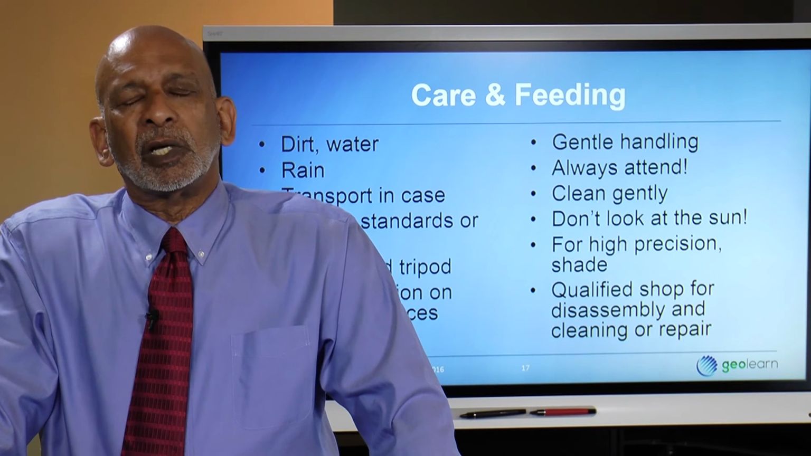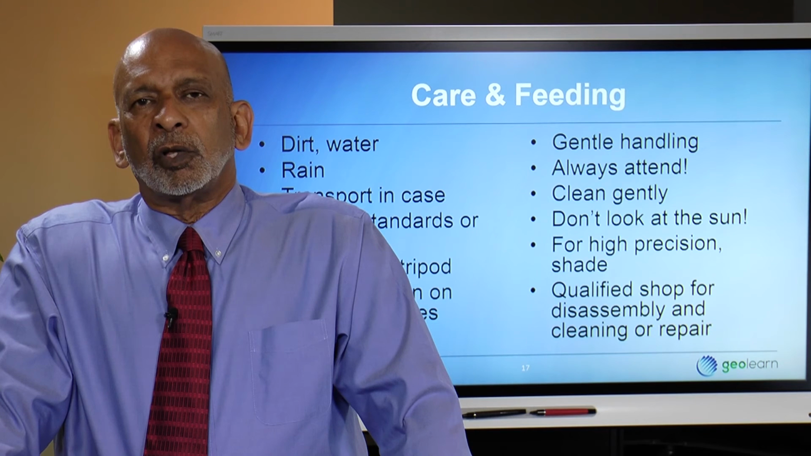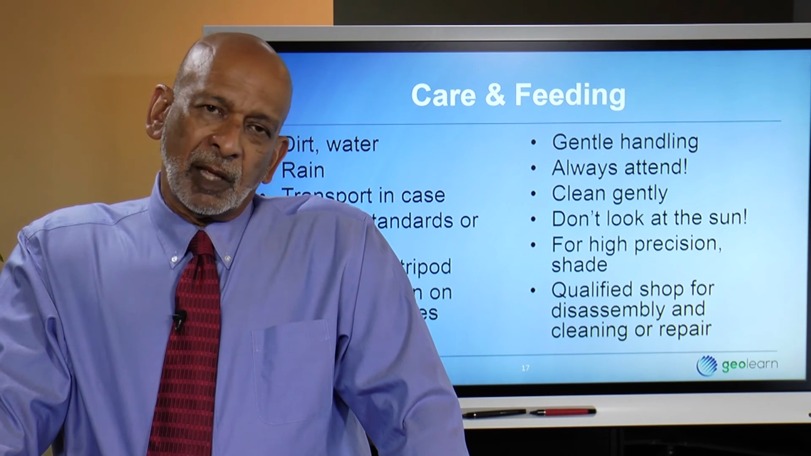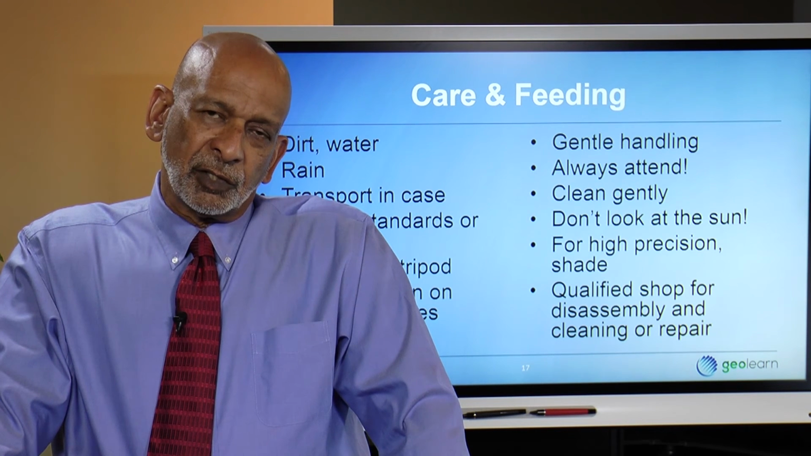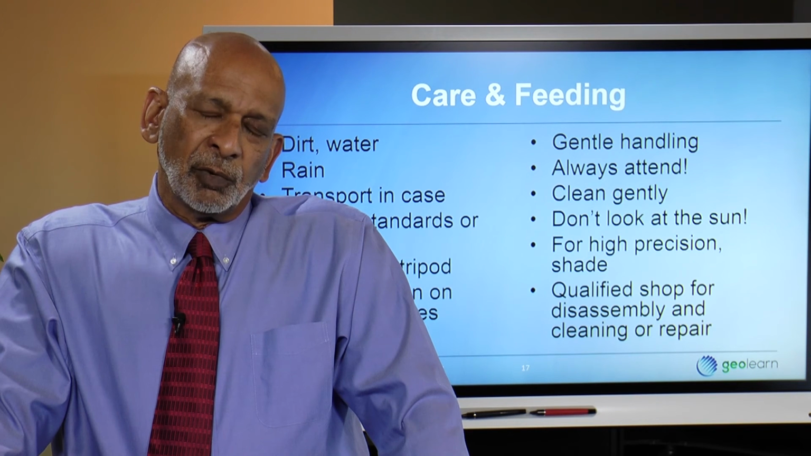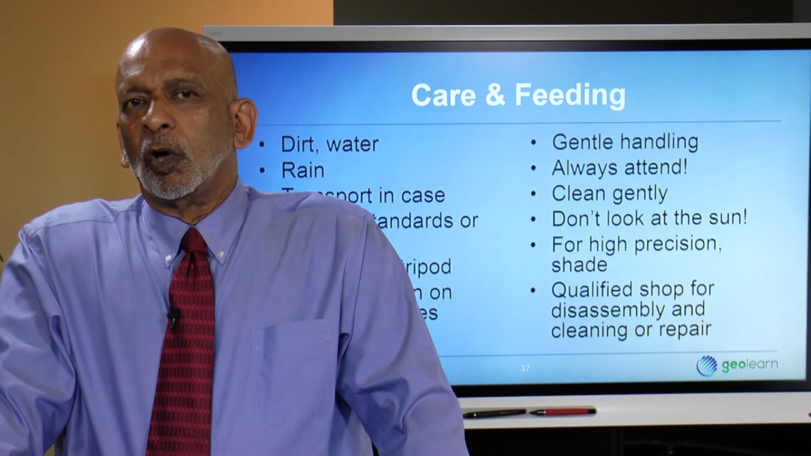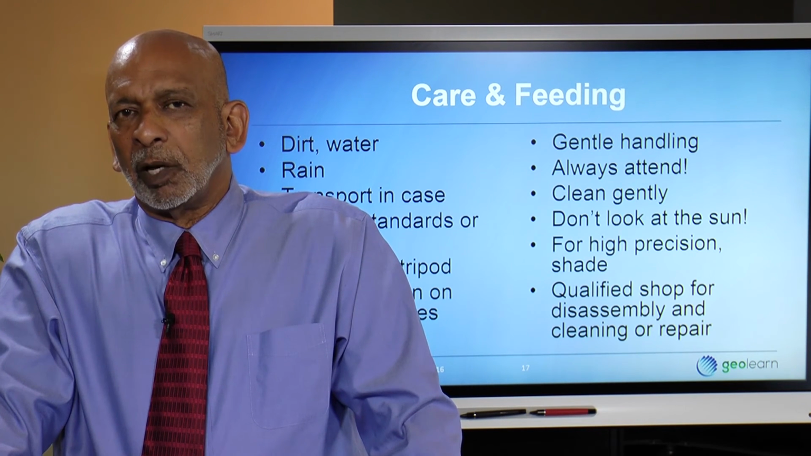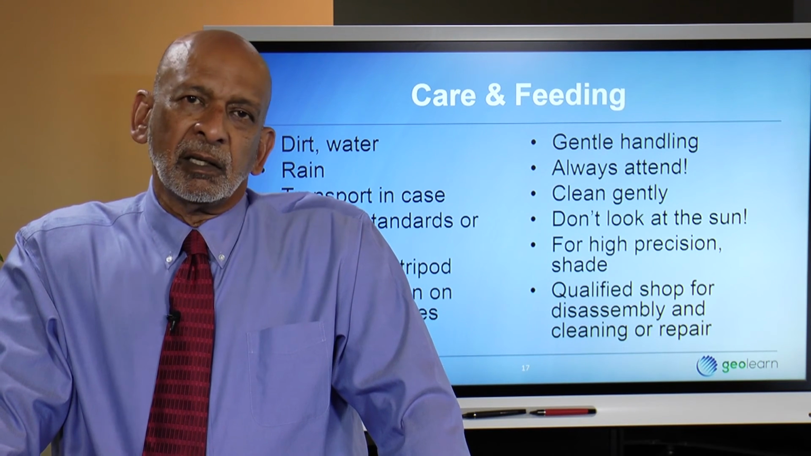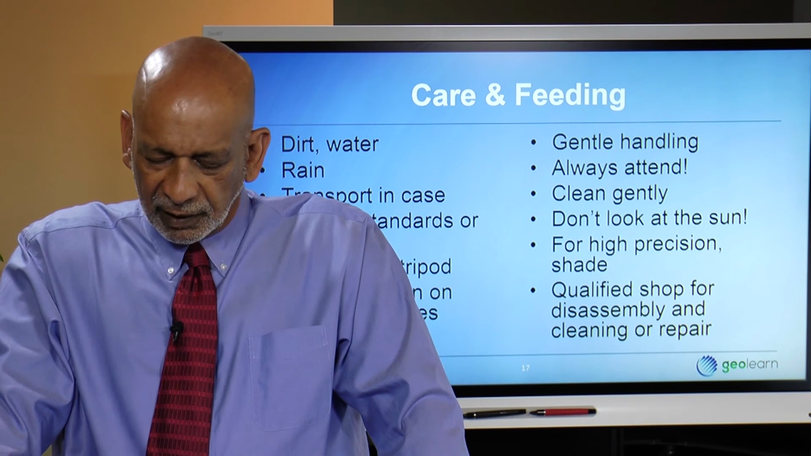Cleaning. Cleaning of the metal parts of the instrument can be done with a dry cloth or with a lightly dampened cloth. But when it comes to the glass, first of all, if you have dust, you treat it like a camera lens, both the eyepiece as well as the objective lens, and you use a camel hair brush or a bulb type blower to blow off any debris. And if you really have to clean it, you use a lens cleaning cloth or lens cleaning tissue and lens cleaning fluid.